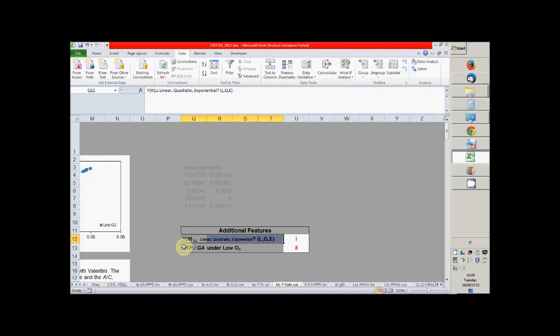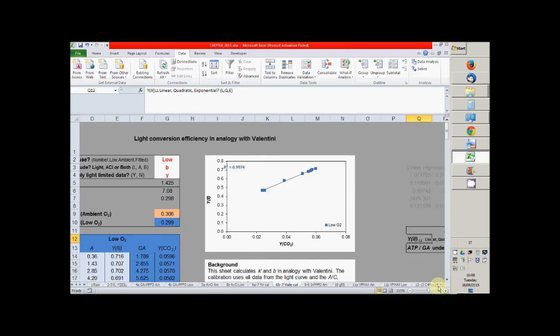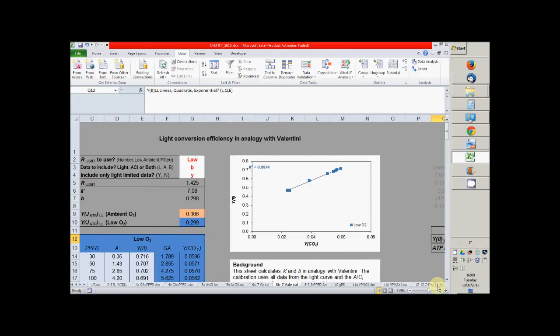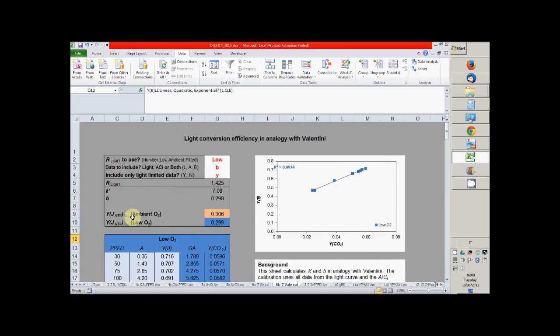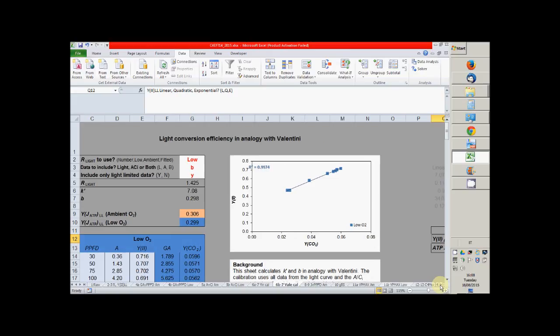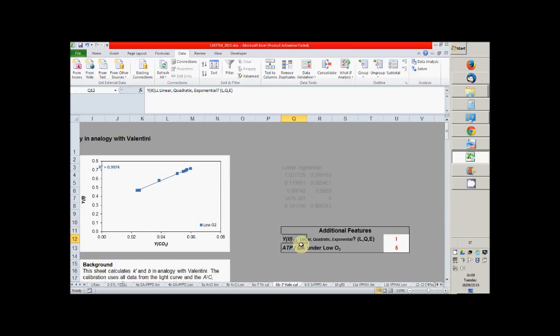Additional features allow to specify what regression to use to calculate Y2LL, which is used in the derivation of YJATP-LL, and what is the value of ATP per GA under low oxygen. Generally 5 is used, but one may specify another value.